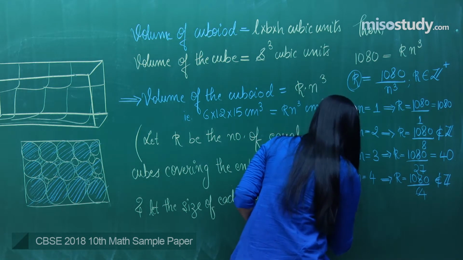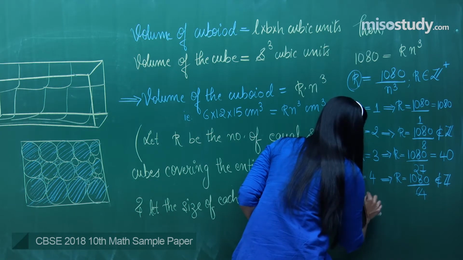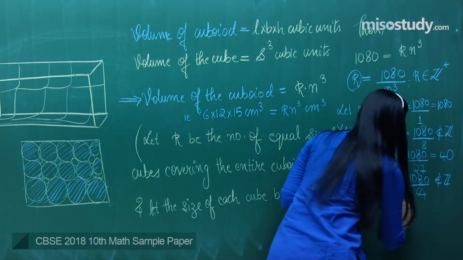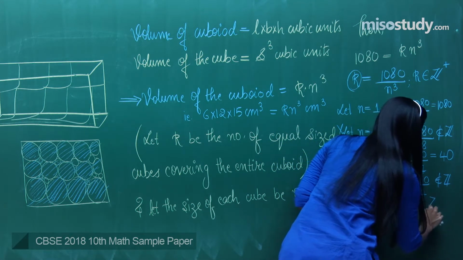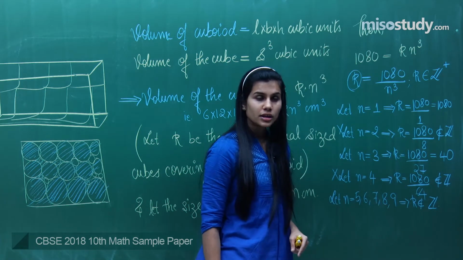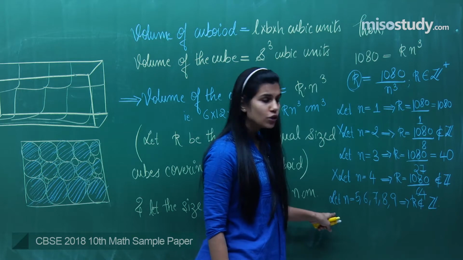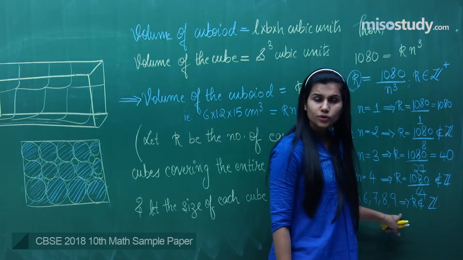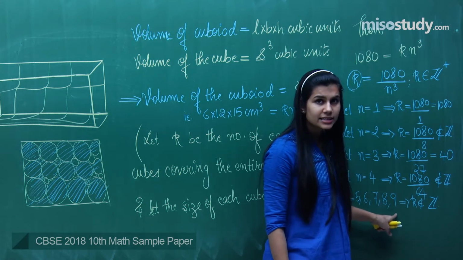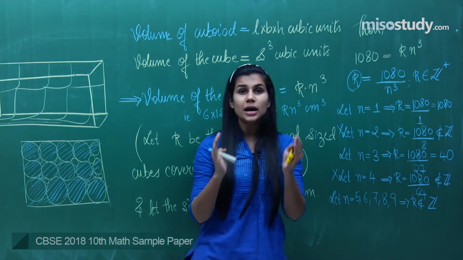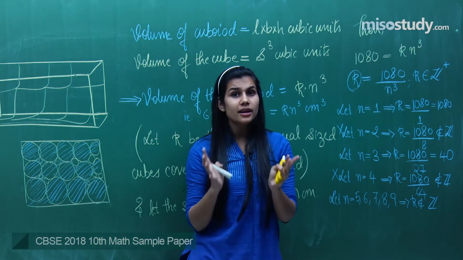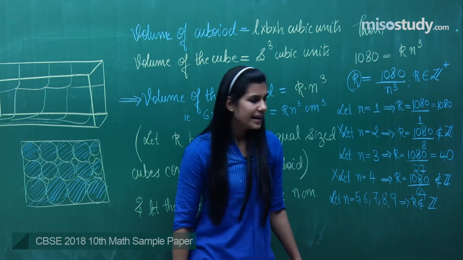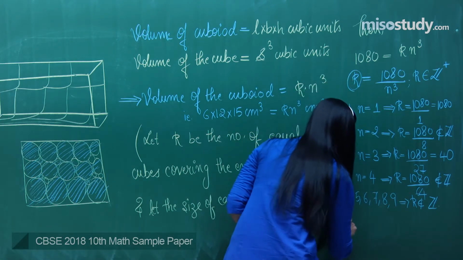In fact, when you take n equals 5, 6, 7, 8, 9, when you take all of them, you get that k does not come out to be an integral value. So that means you cannot take the sides of the cube of length 5 centimeters, 6 centimeters, 7 centimeters, 8 centimeters and 9 centimeters. You cannot take these sizes, because if you take the sides of these lengths, you are not getting some positive integral number of cubes which are required to cover the cuboid. And so you cannot take all of them. So let's go further.